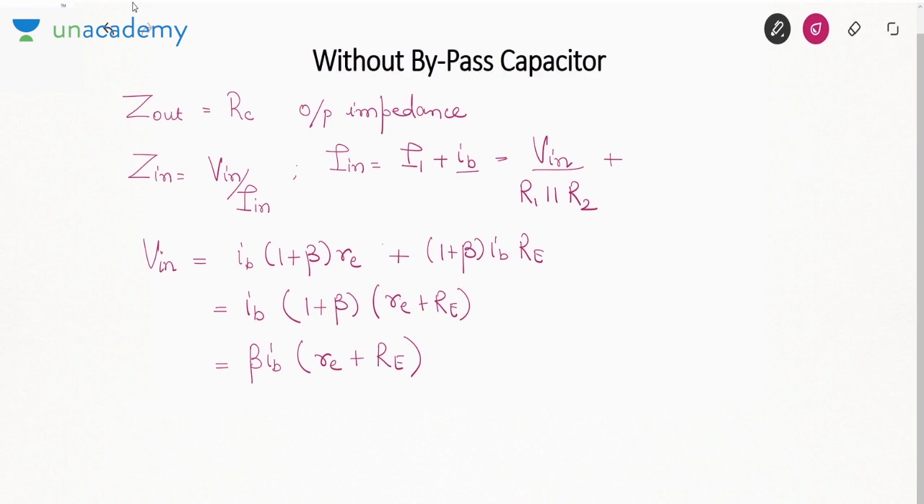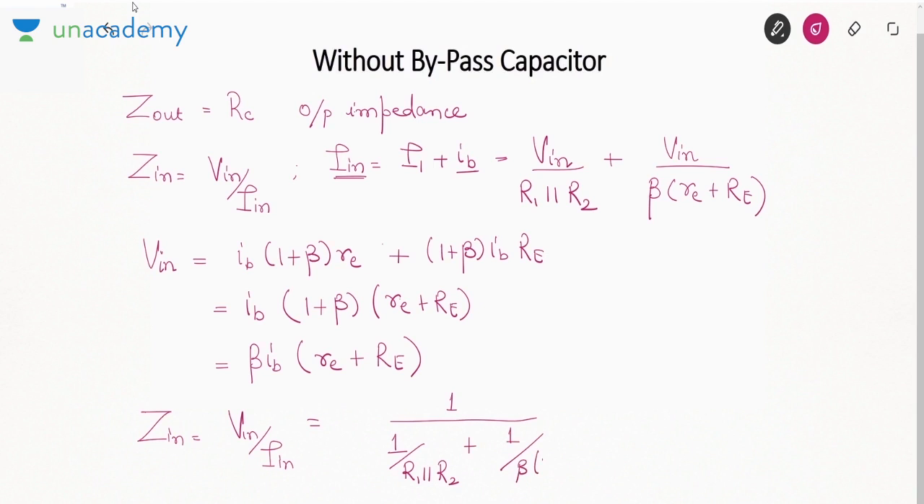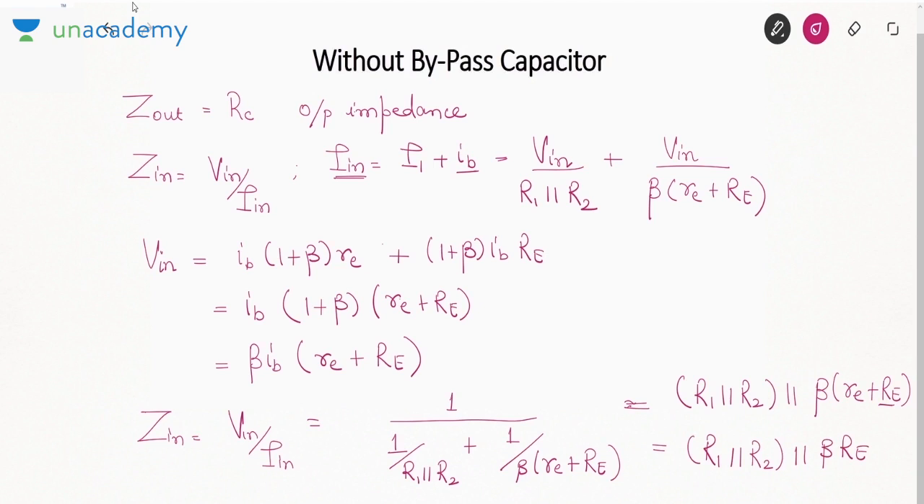So how can you calculate IB? IB you can write as V in over beta RE plus RE. Once I know I in, I can calculate Z in. V in upon I in, that is 1 over 1 by R1 parallel R2 plus 1 by beta RE plus capital RE. So this is actually R1 parallel R2 parallel beta RE plus capital RE. Now this capital RE is actually much greater than small re. So sometimes we also write it like this, if capital RE is much greater, beta capital RE. But this is only valid when capital RE is much greater. Now the last step is calculating the voltage gain. So I am removing these things.